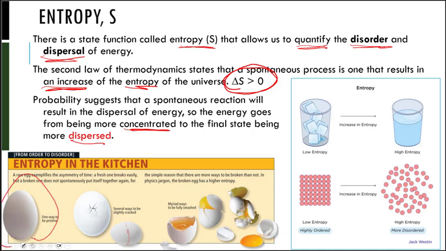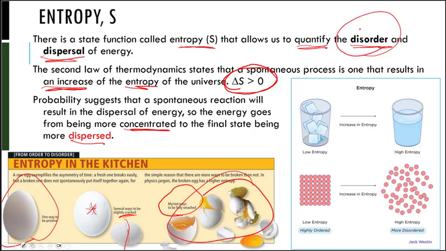Here it shows there is one way to be whole. There are lots of ways to be slightly cracked. We can have a little crack here, we can have a line crack here, and there is a whole bunch of ways to be fully smashed. All sorts of different ways, which shows us the disorder and the dispersal of randomness.